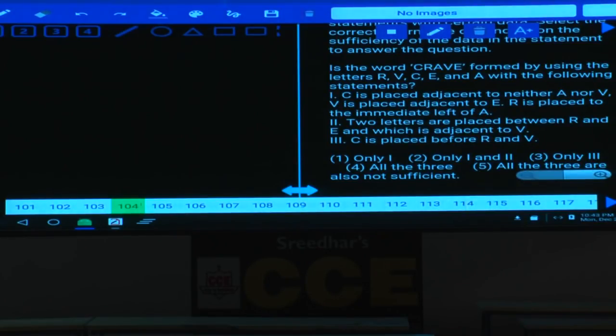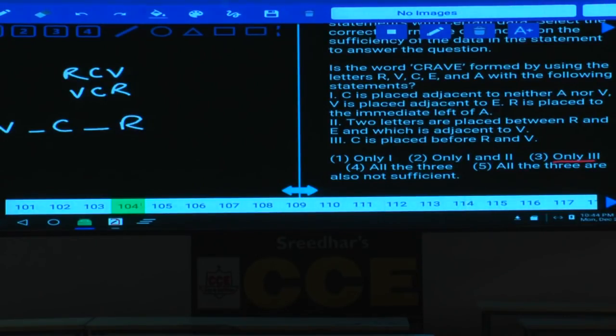Yes, tell me, with the help of only 3, am I getting the answer or not? And C is placed in between R and V. Now C is placed in between R and V means R, C, V, or V, C, R. At the same time, the word exactly is also not used, isn't it? Now C blank, blank, and V and R can be like this or in any order. Am I getting the answer or not?